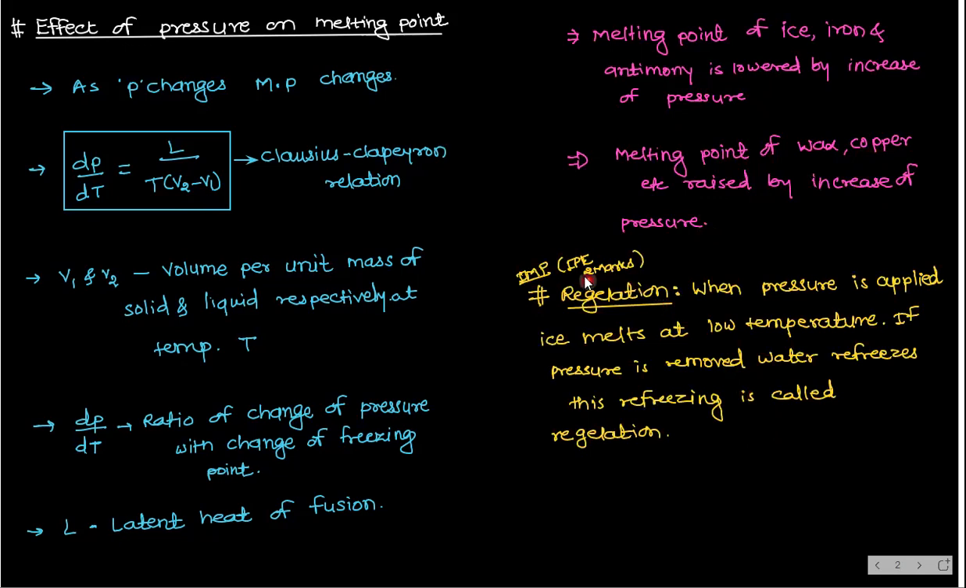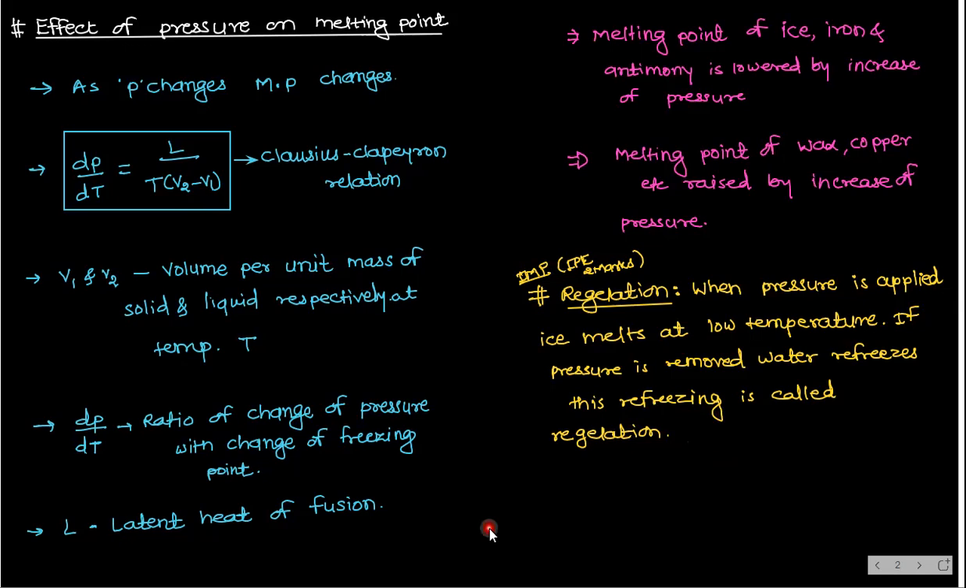Now, this question they may ask in IPE for 2 marks. What is regulation? When pressure is applied, ice melts at low temperature. If pressure is removed, water refreezes, and this refreezing is called regelation. So you take a 1 rupee coin and keep it on ice, and you just press it, water will form. Again, you remove that coin, again ice will form. This is nothing but what? Regelation. So when we are cutting the ice, that time we are using this only.